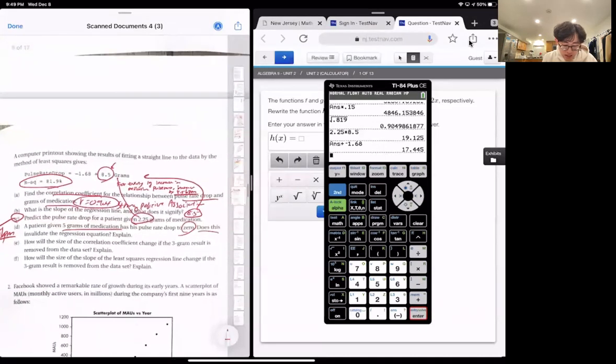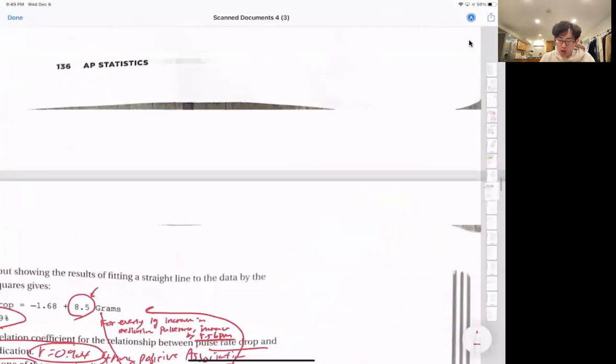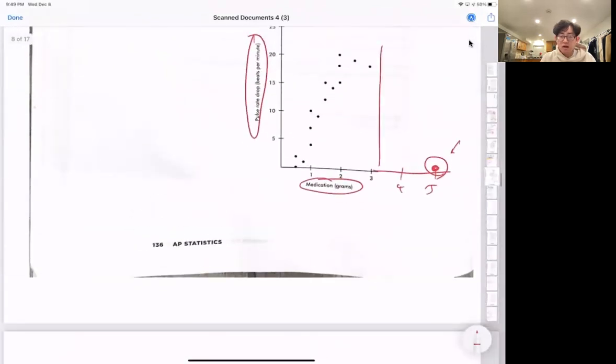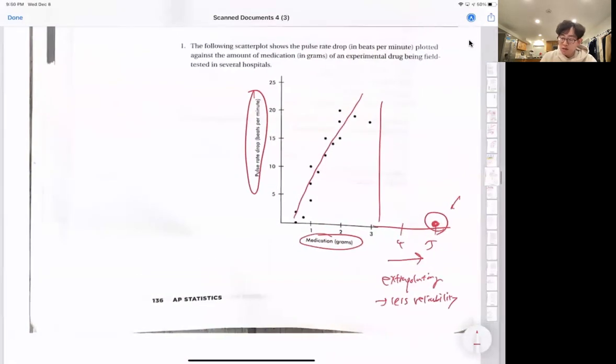So does this invalidate the regression equation? Well, first of all, no, it doesn't invalidate the regression equation, because the 5 is not part of this graph. So you're doing something called extrapolating. There's always less reliability when we're extrapolating. If you extrapolate this general trend of the data to predict what's going to happen at 5, you're going to see a lot of pulse rate drop if this continues into the future.